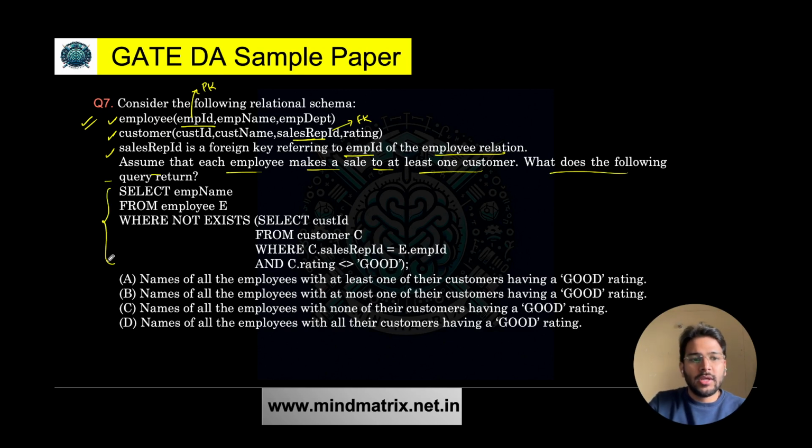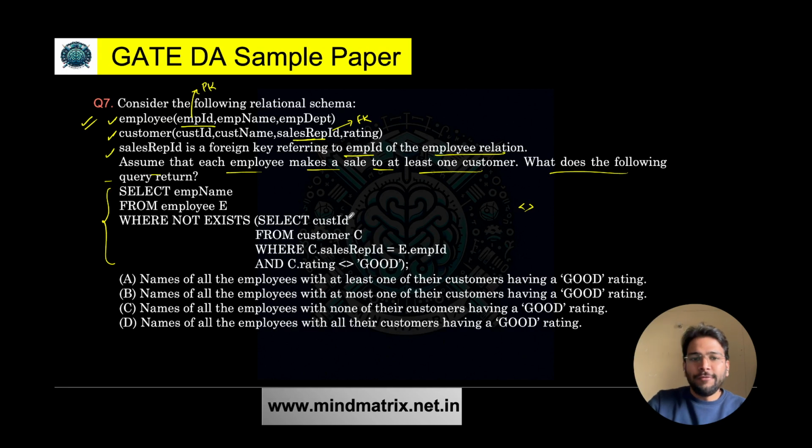So this is the query given to us. Select employee name from employee E where not exists, and then you have a subquery. Select customer ID from customer C where C.sales represent ID is equal to E.emp ID and C.rating is not equal to good. This symbol represents not equal, okay, to good. And we have to find out what does this query return.